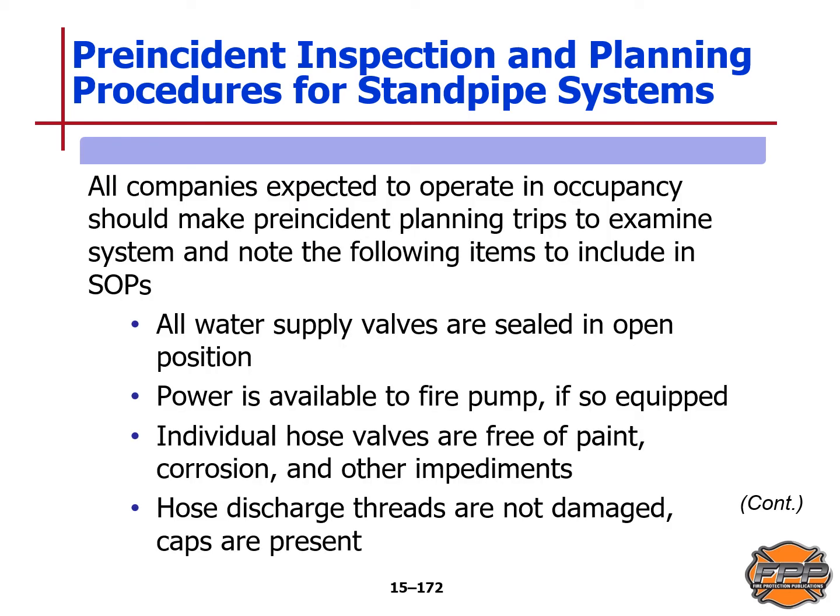All companies expected to operate in an occupancy should make pre-incident planning trips to examine the system and note the following items to include in SOPs. First, all water supply valves are sealed in the open position. Second, power is available to the fire pump if so equipped. Third, individual hose valves are free of paint, corrosion, and other impediments. And fourth, hose discharge threads are not damaged and caps are present.